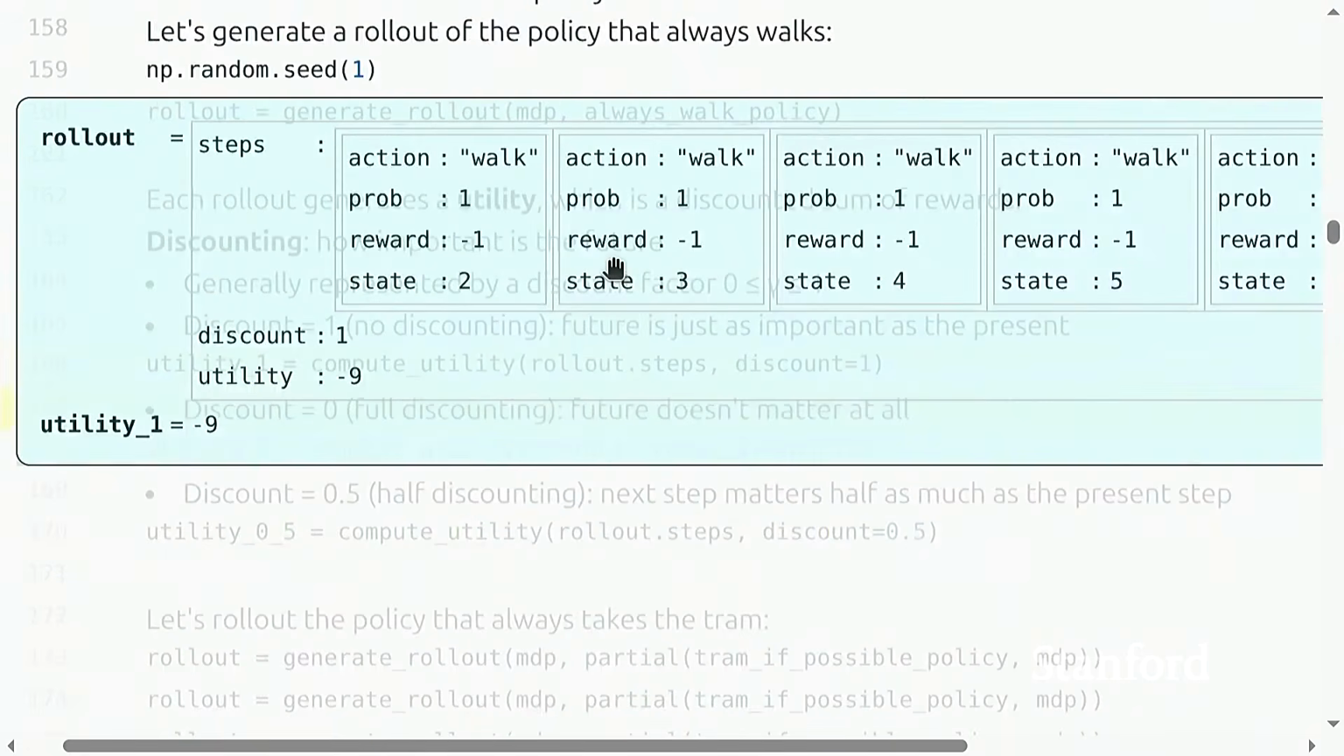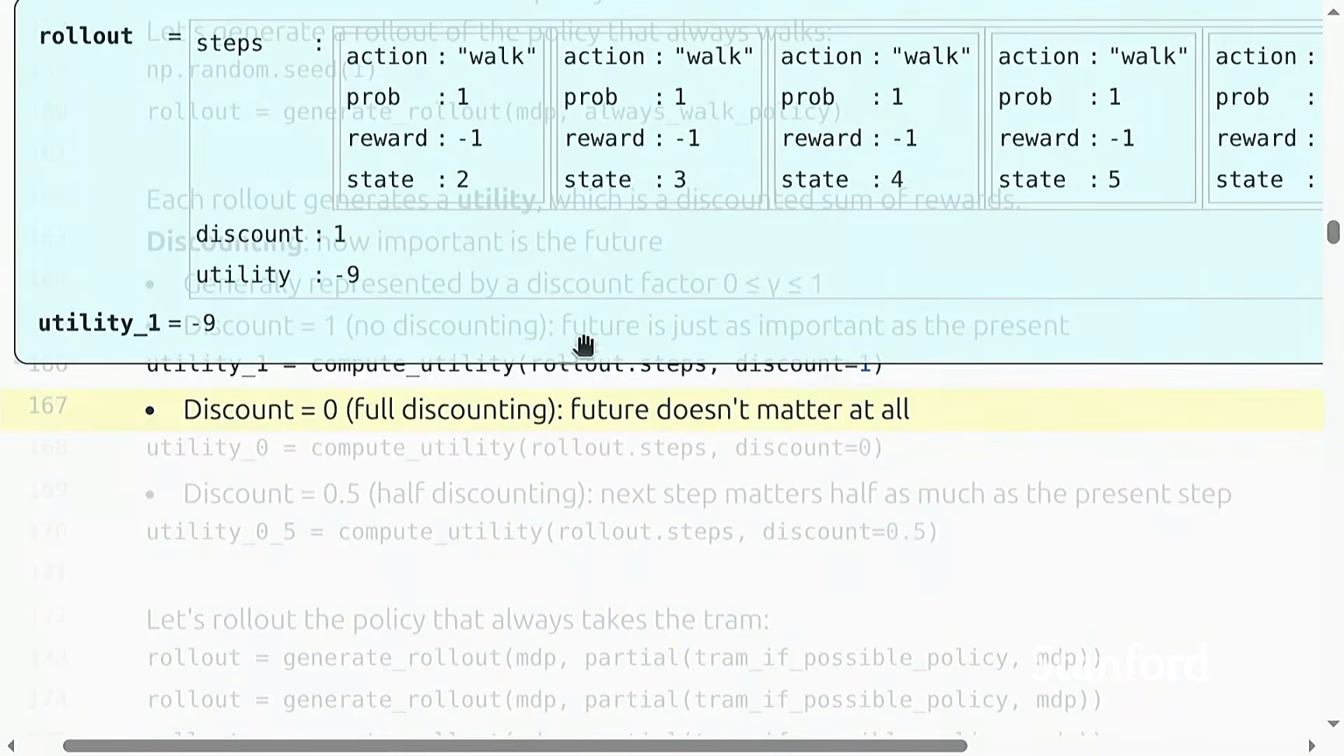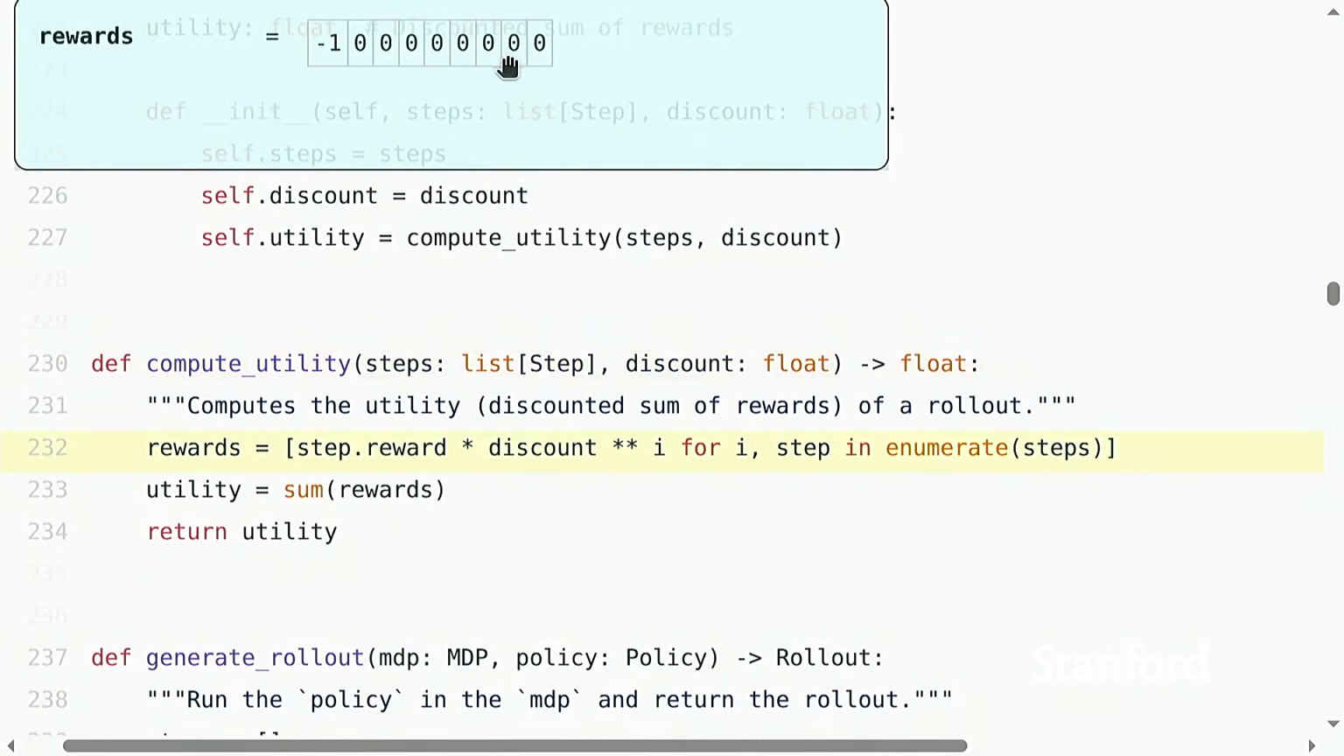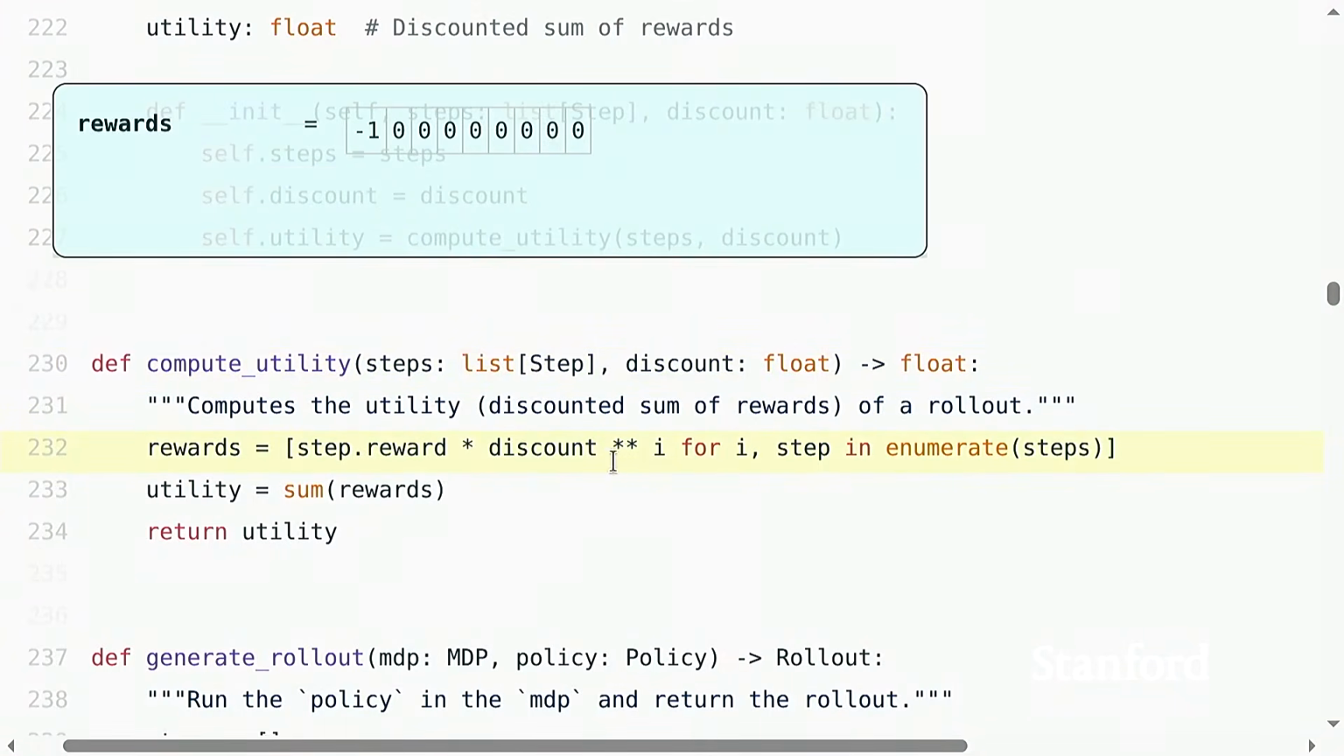Now, what happens if I discount with 0? This is full discounting. In this extreme, the future doesn't matter. And so if you compute utility, remember I'm multiplying by discount to the i. If discount is 0, that means essentially if i is not 0, then I get a bunch of 0. It zeroes out the future. Okay, so when I sum that, I get a utility of -1.